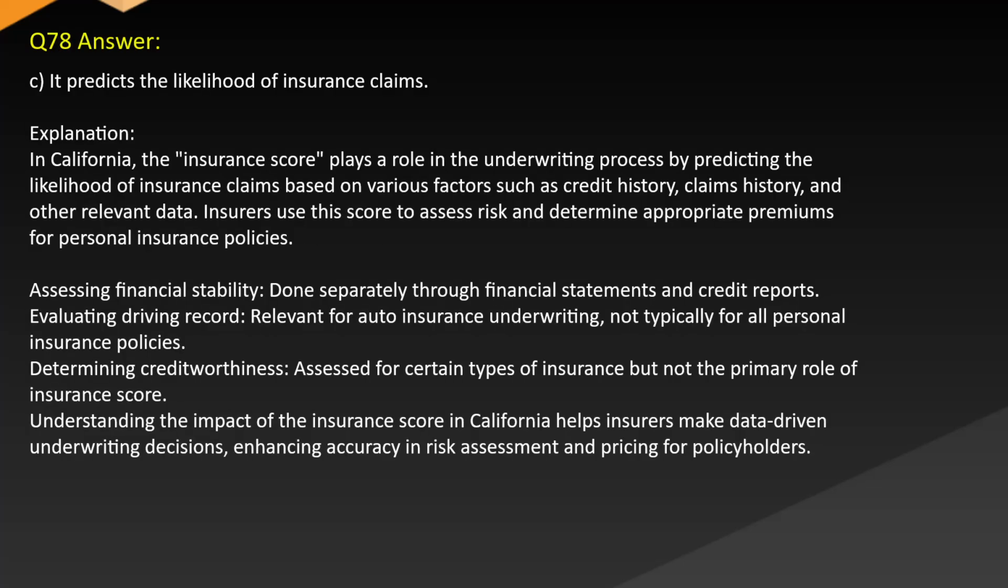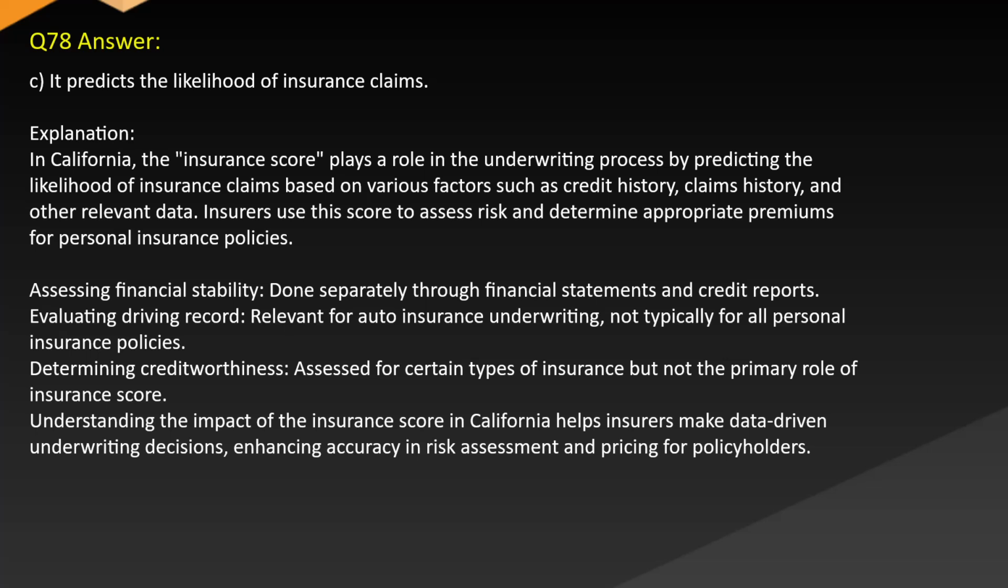Answer: C. It predicts the likelihood of insurance claims. Explanation: In California, the insurance score plays a role in the underwriting process by predicting the likelihood of insurance claims based on various factors such as credit history, claims history, and other relevant data. Insurers use this score to assess risk and determine appropriate premiums for personal insurance policies.